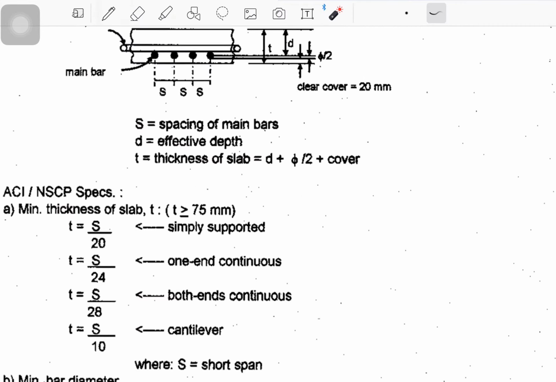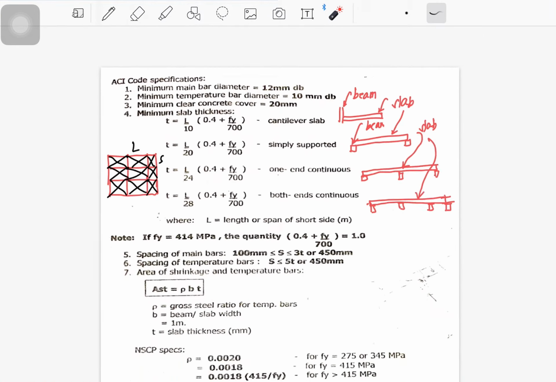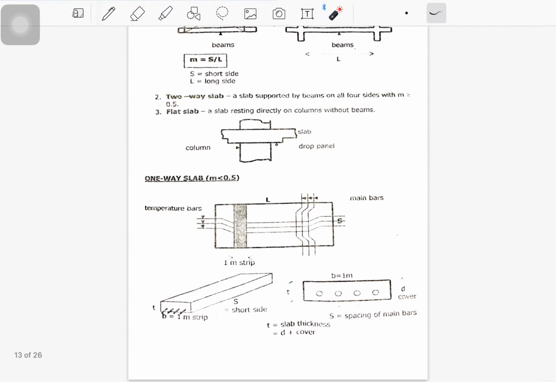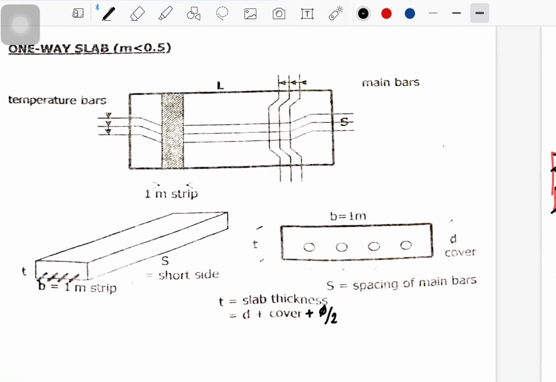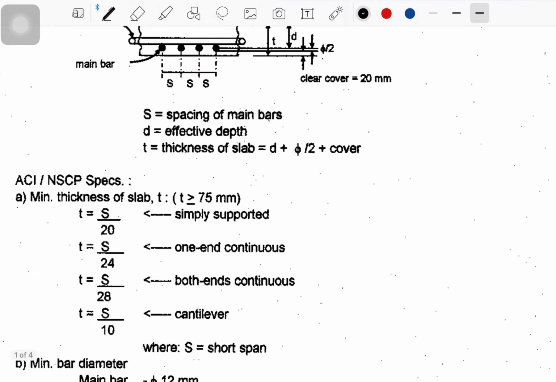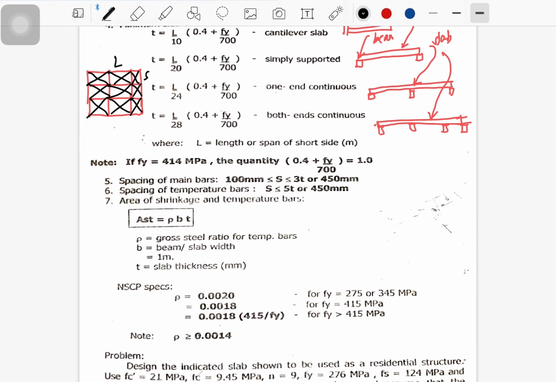By the way, for the effective depth, I have here the diameter. In our case, for this problem, that is plus the diameter of the main bar divided by 2. And then the minimum thickness of slab is 75 mm.